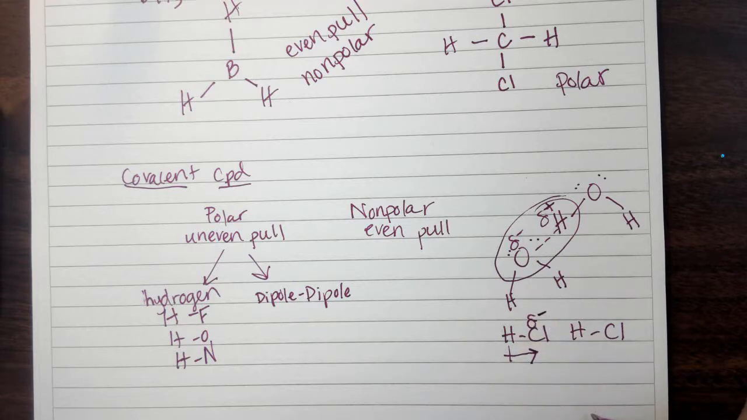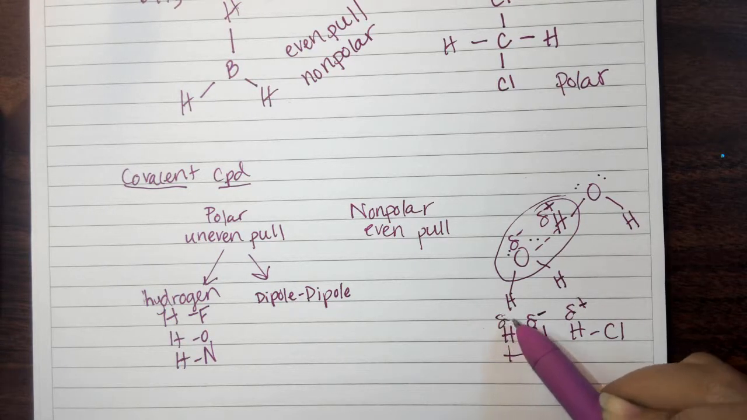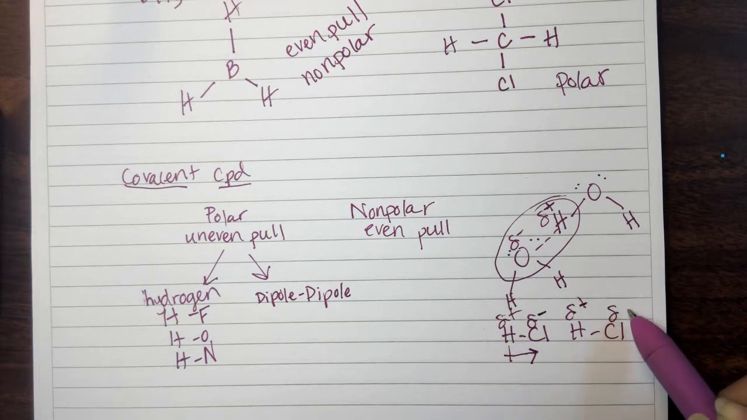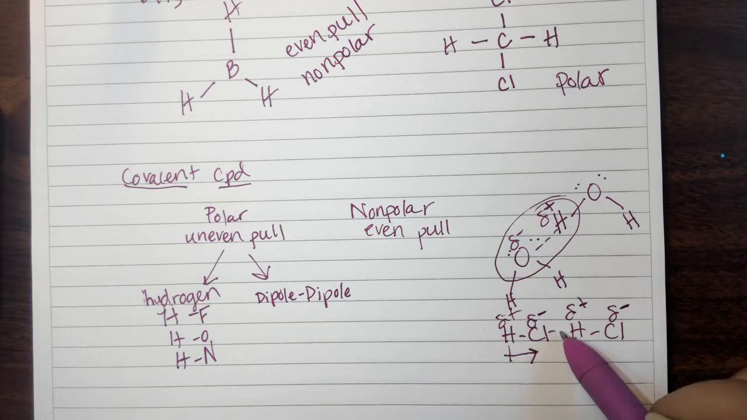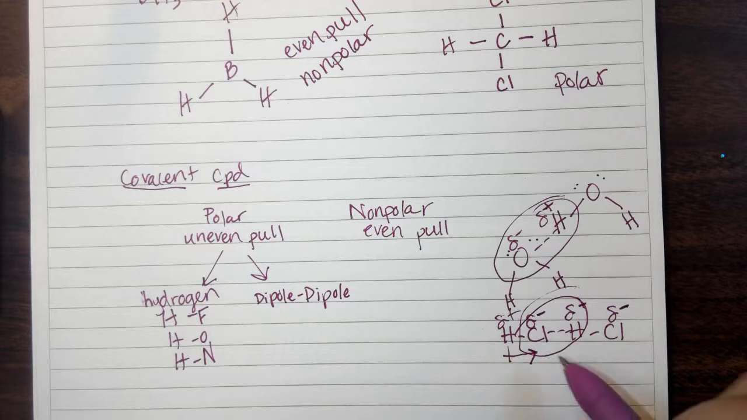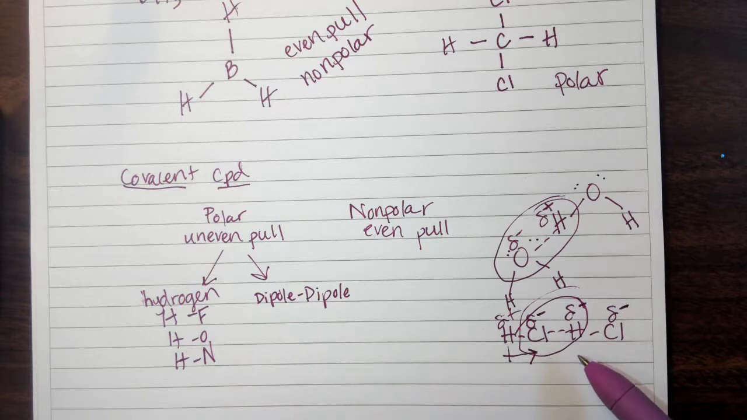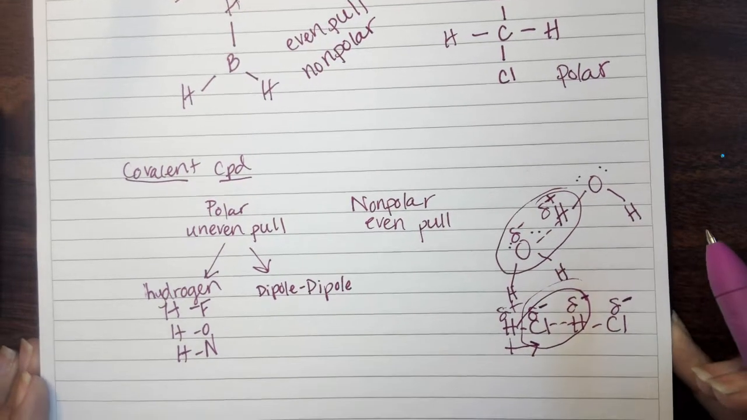So that gives chlorine a partial negative charge, giving hydrogen a partial positive charge, excuse me. When they interact together, positive and negative are going to interact together, and so this is my intermolecular force. And because it's not hydrogen bonded to fluorine, oxygen, or nitrogen, this is automatically a dipole-dipole intermolecular force.